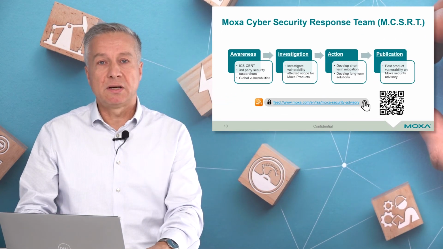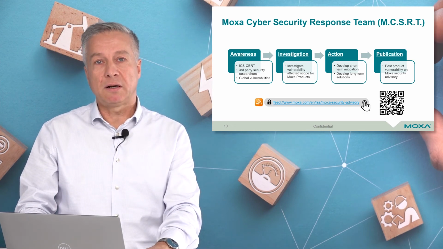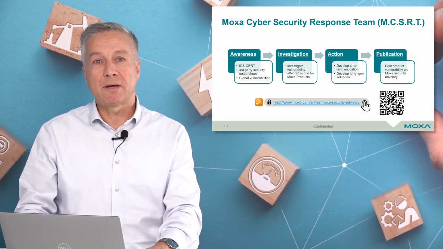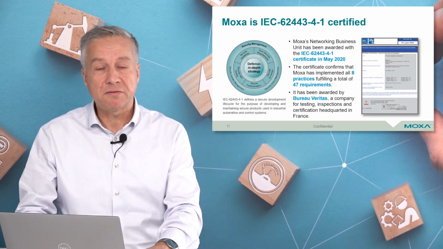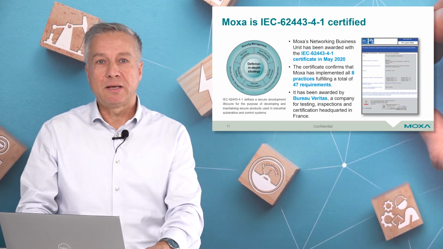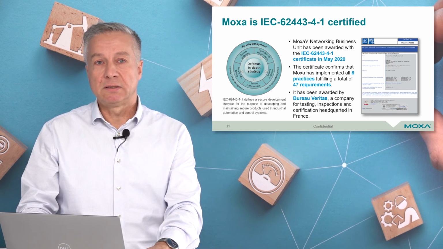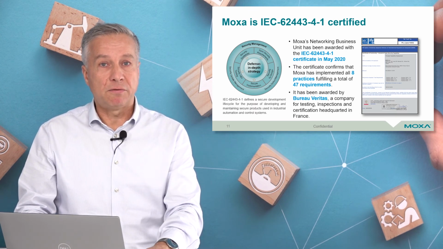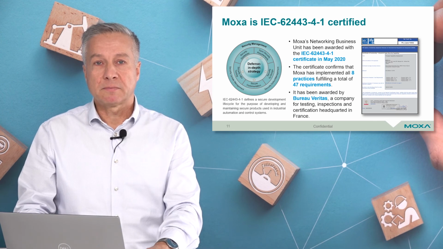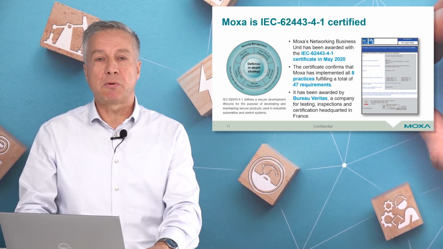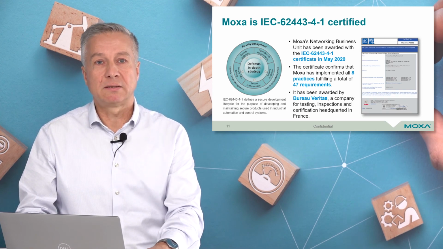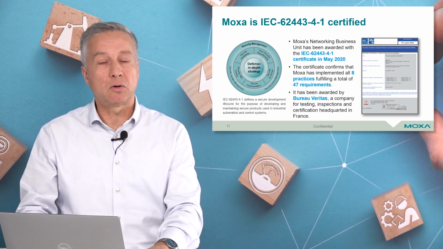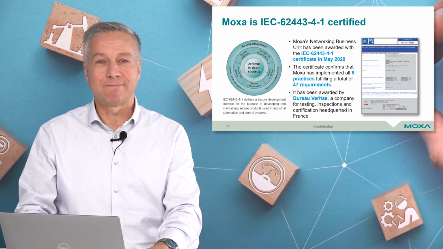So this was an example of how we managed to become IEC 62443-4-1 certified. Overall, we completed 8 practices, providing answers for 47 requirements. And in May 2020, we were finally certified as a secure product developer in the industrial automation and control space.